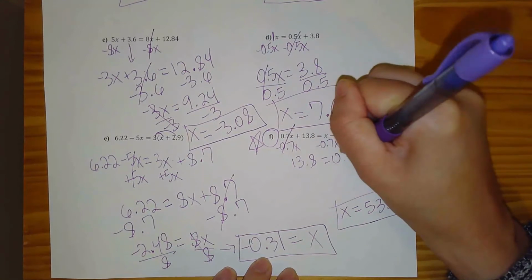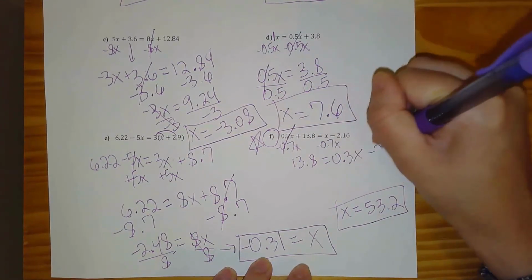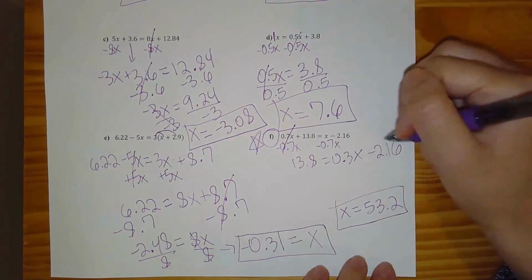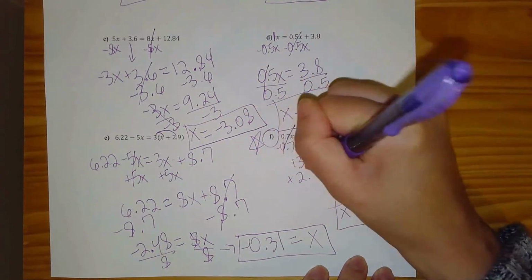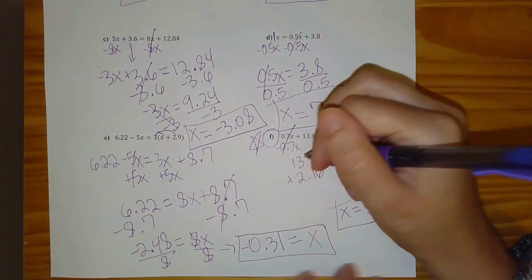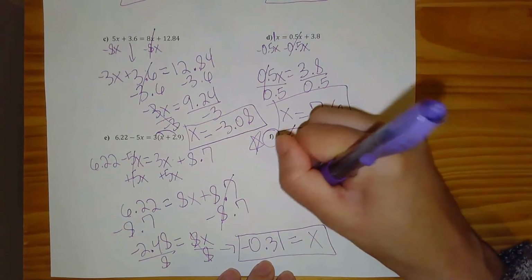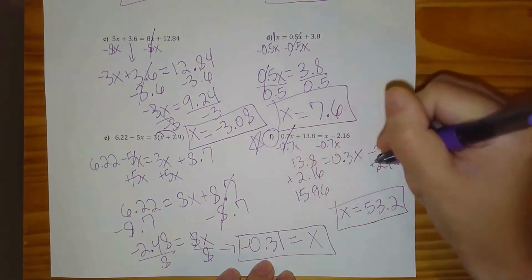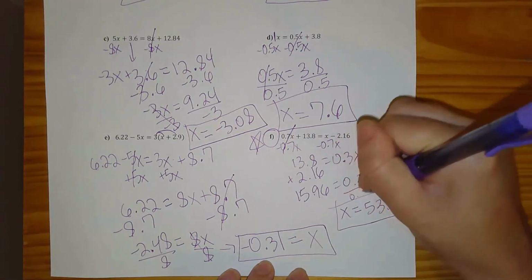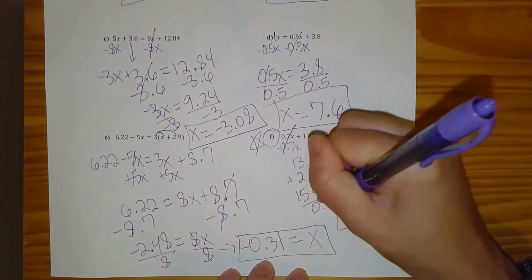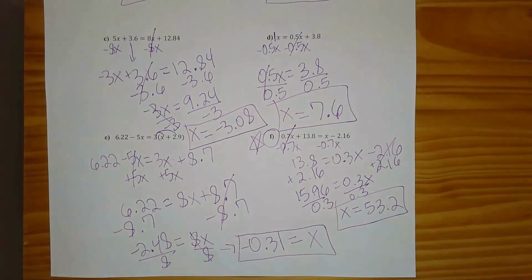So what I would do on this one, I would probably subtract 0.7x from both sides and get 13.8 equals 0.3x minus 2.16. I'd probably add 2.16 to both sides from here, which would give me 15.96 equals 0.3x, and then divide both sides by 0.3, which gives me my answer of 53.2. Okay? Let's try some more.